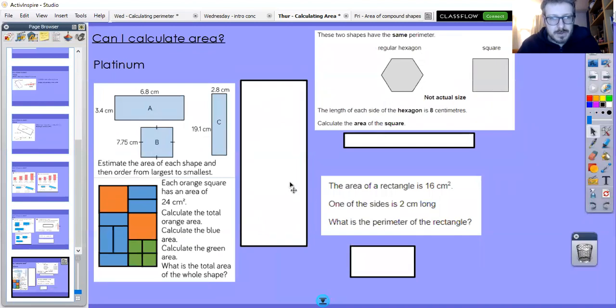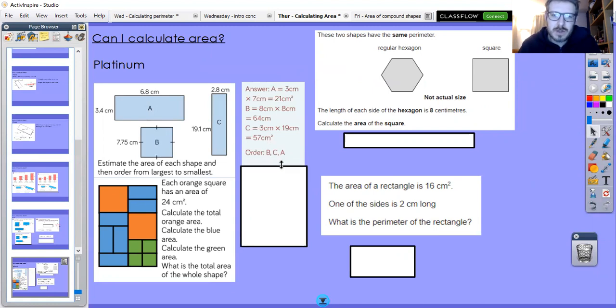Okay, and then this one, so platinum questions, pause the video and have a go. Okay, so this one you were estimating the area of each shape, so you didn't need to work it out necessarily, just estimating them and ordering them from largest to smallest. So the order would have been B, C, A. So if you maybe rounded them up and then calculated, and used that to estimate.